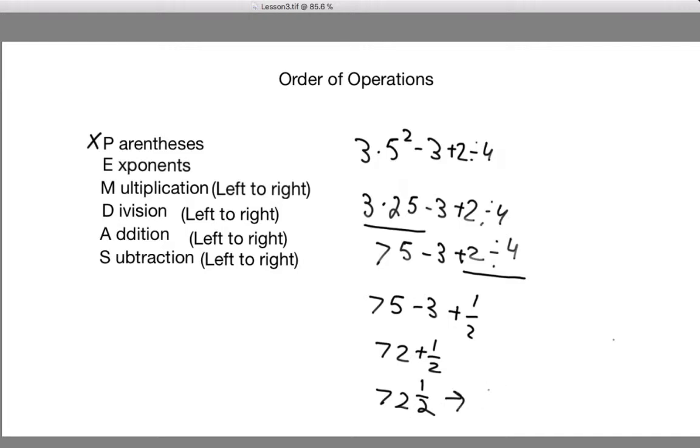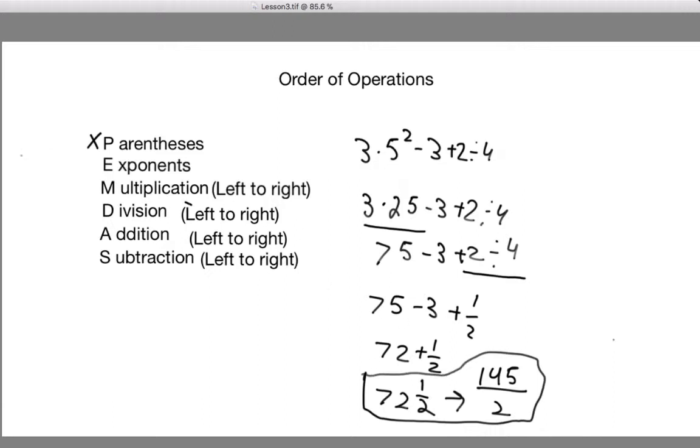Okay, guys? If you want to be really fancy, you can make it into a mixed number, and the way you do that is by doing the denominator times the numerator, which is 2 times 72 in our case, which is 144, and add that to the numerator, which is 145, and I'm going to put that all over the denominator, which is 2. So either one of the answers will be acceptable in this case.